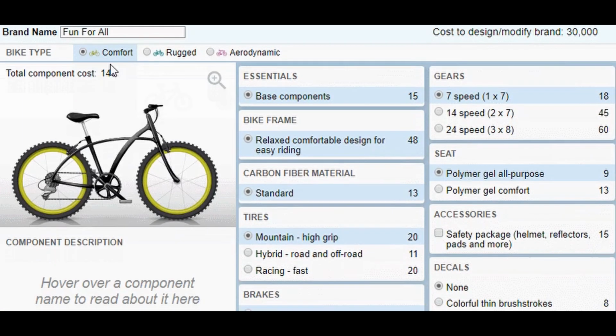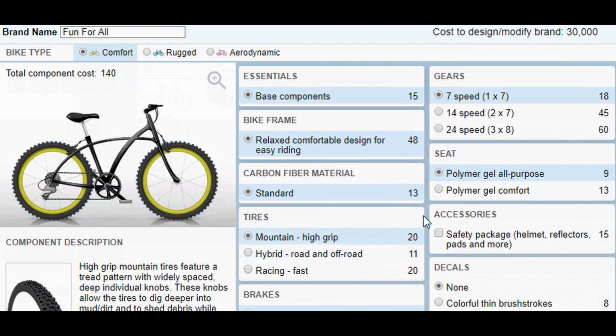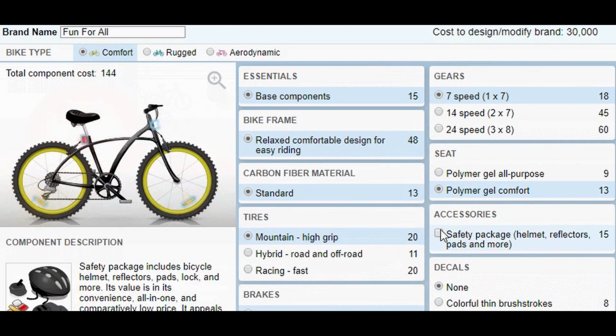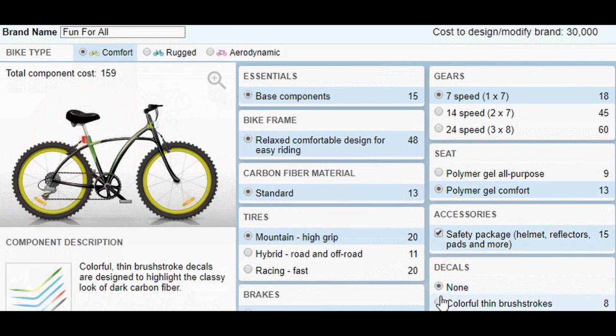Later on, you will be able to invest in research and development of new components. Although expensive, these new components will enable you to design new products that will better meet the needs of your target customers.